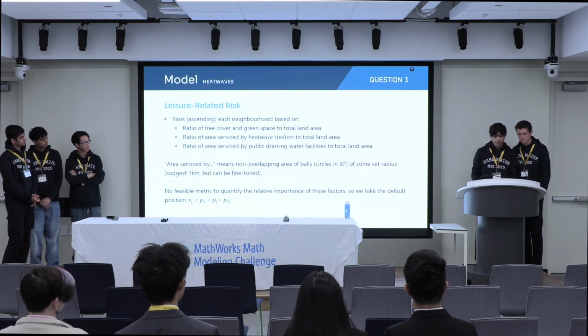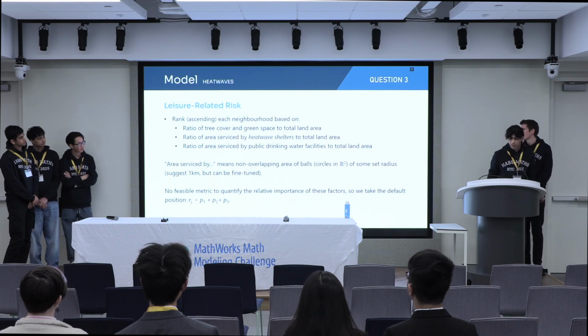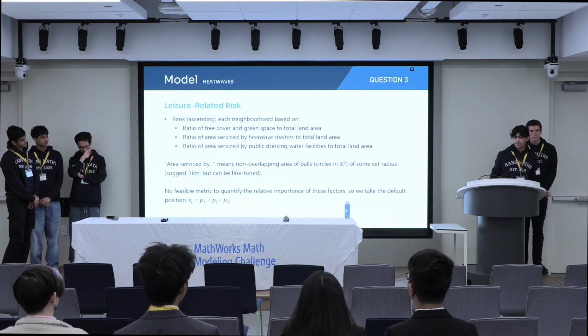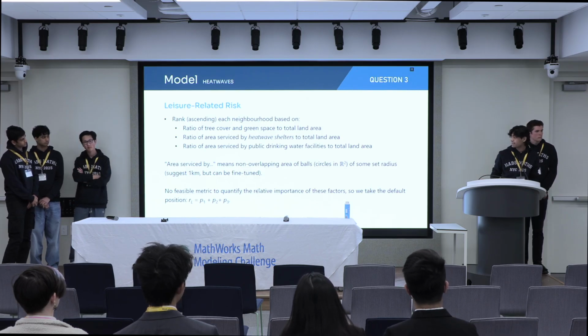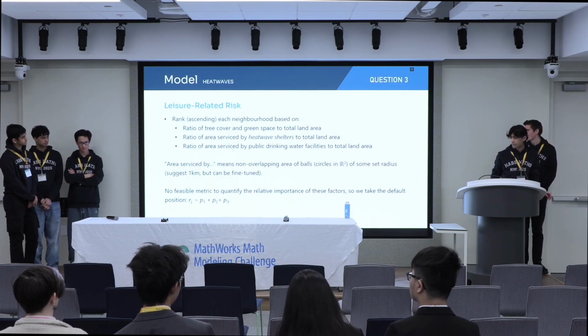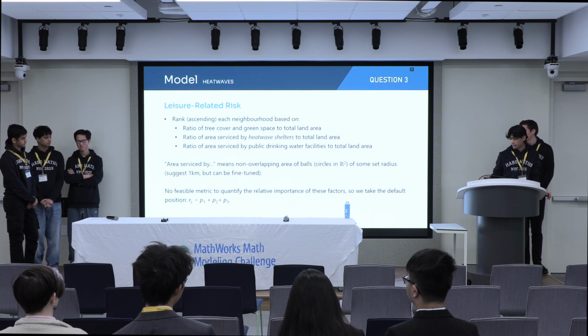And now onto leisure-related risk. Here we just have 3 factors. Basically, how much green space is there for you to cool off? How much space is there for designated areas for you to cool off? And how close are you to drinking water? We don't have any feasible way to compare how important these are, and so we just take the default position of weighting them equally.